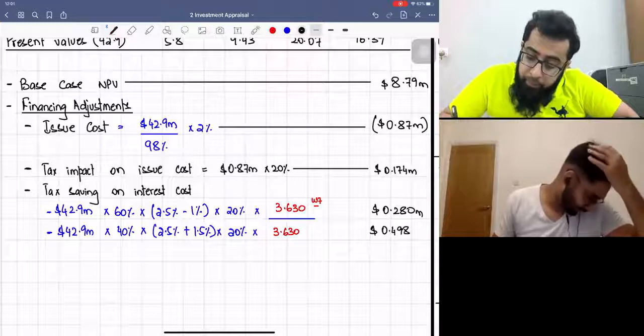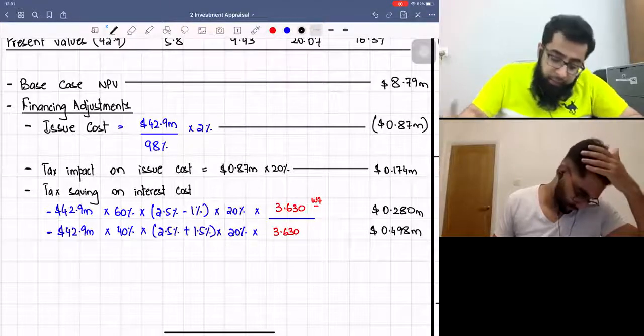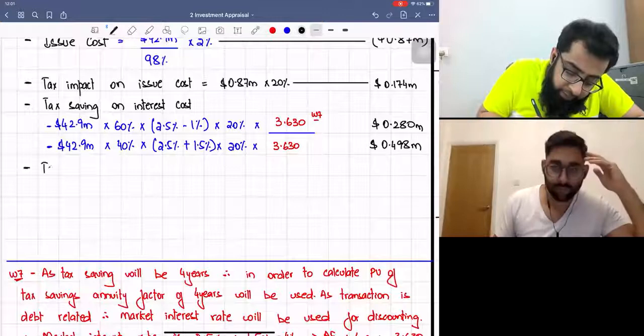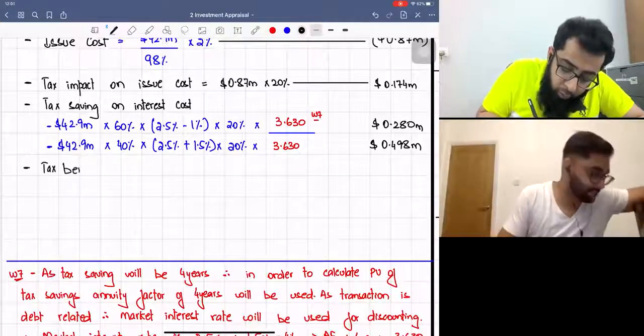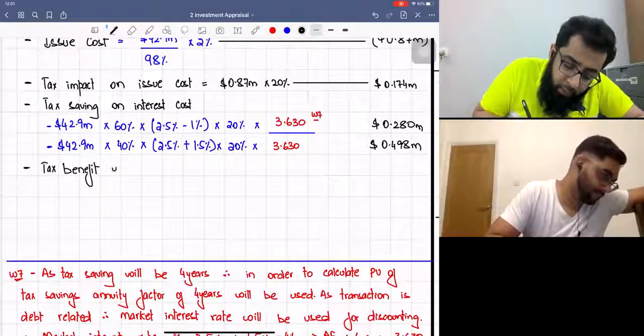The last adjustment: tax benefit on subsidized loan.